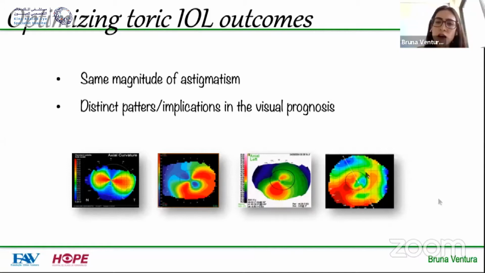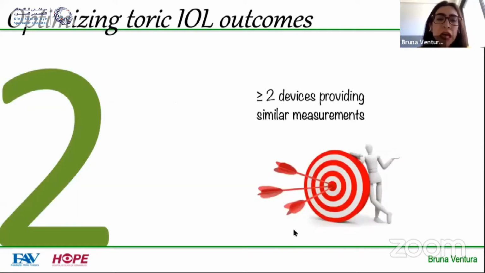And here it's very, very easy for everyone to understand how one magnitude and axis of astigmatism can be related to corneal maps that go from regular and symmetric to irregular corneas. So it's very, very important for us to have that in mind. A second point that's very important for us to mention is to have at least 2 devices providing similar measurements. So when we have the routine of having a biometry measurement and a corneal map, as we were talking before, the number 2 is already okay.